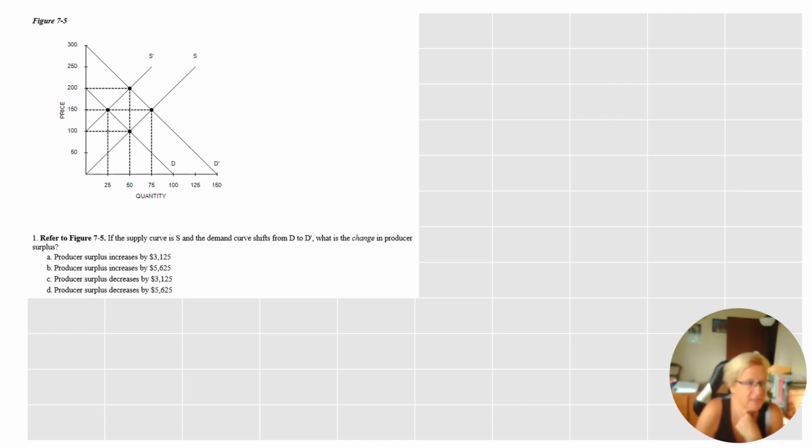If the supply curve is S, right here, and the demand curve shifts from D to D prime, what is the change in producer surplus? So again, reading those questions very, very carefully. Our original point of intersection or equilibrium is going to be here. And I made that bigger so that we can see exactly where we're looking. That would make our price, I'll just call it P1, our Q1 at 50.